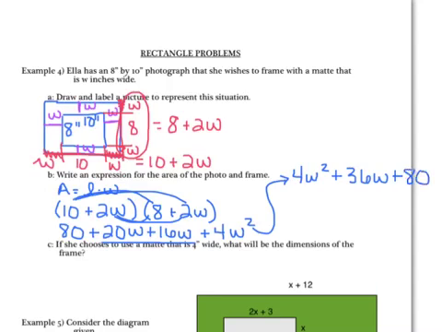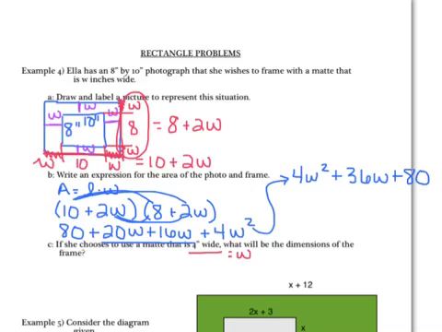And that would be my final expression. Okay? Now part C says, if she chooses to use a mat that is 4 inches wide, what will the dimensions of the frame be? Meaning I want to know what the length and the width of the frame would be if the mat was 4 inches wide. Well, basically what they're giving you there is W. They're saying that W, instead of being a variable now, is now 4.